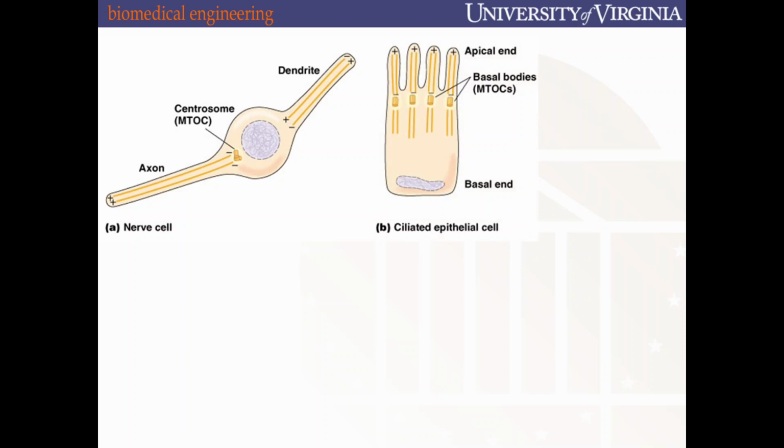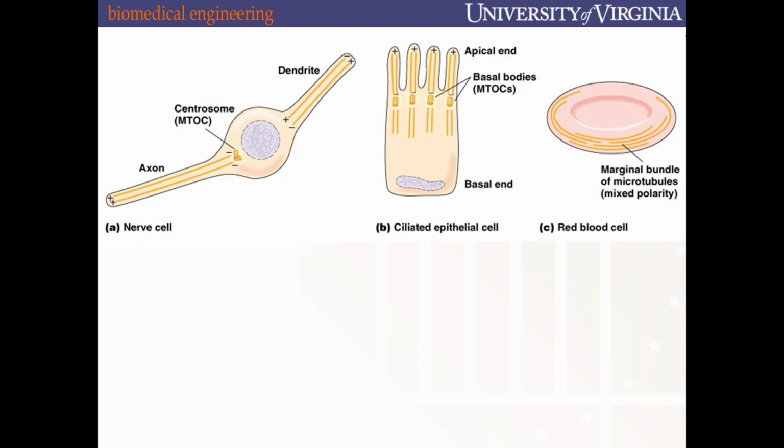Another important cell type that has specialized microtubule function are these ciliated epithelial cells. Cilia are microtubule-containing extensions that increase the cell's surface area, but also sway back and forth in a wave-like manner to help move particles and fluid along the surface. The next example of specialized microtubule function is in red blood cells, where they form marginal bundles that wrap around the perimeter of the cell and contribute to its unique donut shape.